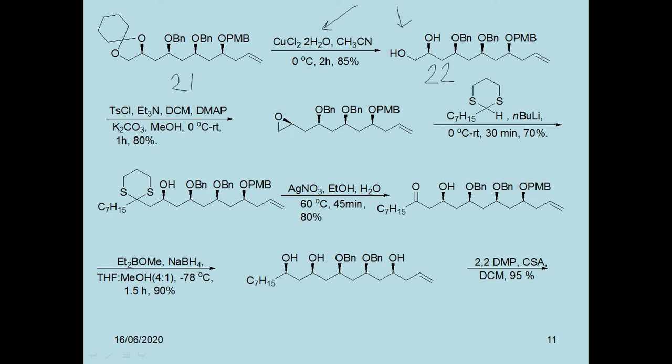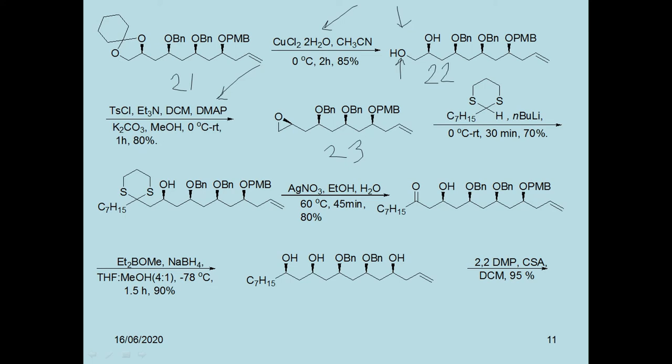Then we are treating the alcohol with tosyl chloride, triethylamine, DCM, DMAP. First the primary alcohol is converted into the O-tosyl. The tosylate is treated with K2CO3 in methanol, and you are getting the epoxide here. Generally, a diol is converted into an epoxide using first treatment with tosyl chloride, triethylamine, DCM, DMAP, followed by K2CO3 in methanol. This is standard methodology in organic chemistry.